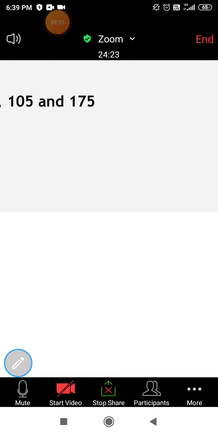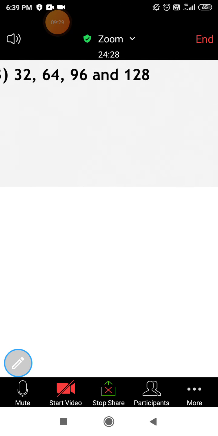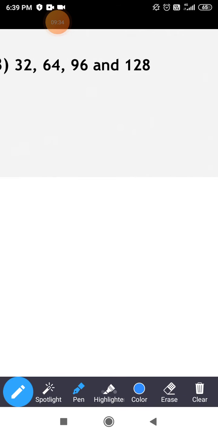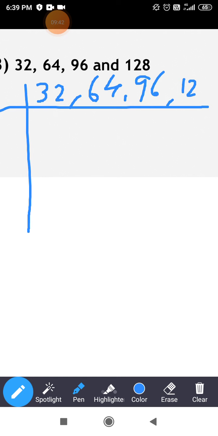I'll show you one more example. Now I'm going to find out the HCF of four numbers. Okay, let me write the numbers: 32, 64, 96 and 128. If you observe, all the numbers are even numbers, I'll divide by 2.